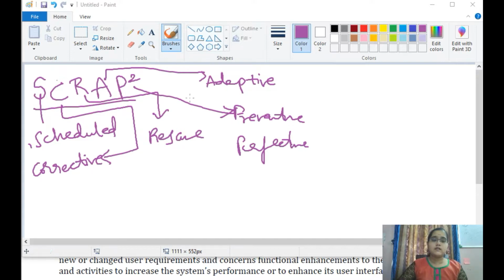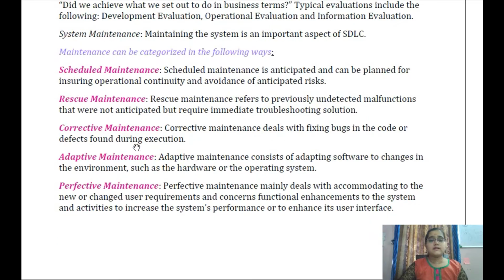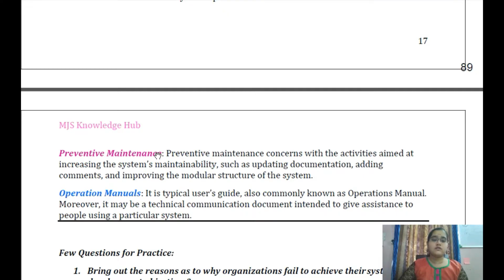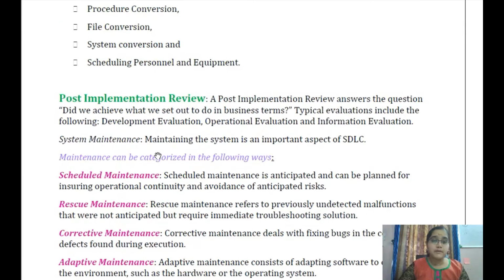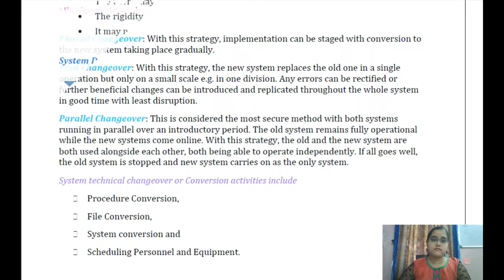So these are the 5 different varieties of maintenance: scheduled maintenance, rescue maintenance, corrective maintenance, adaptive maintenance, perfective maintenance, and preventive maintenance. So this completes the 8 phases of the system development life cycle.